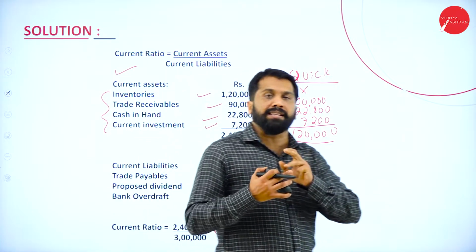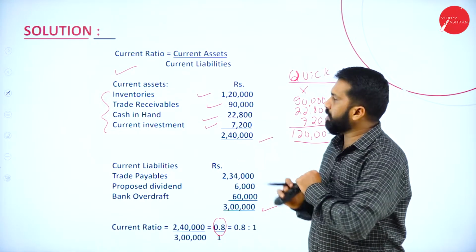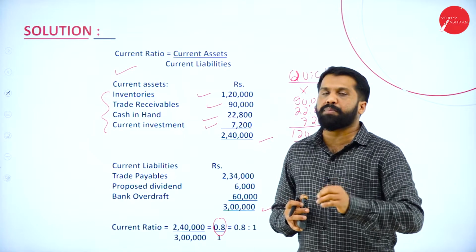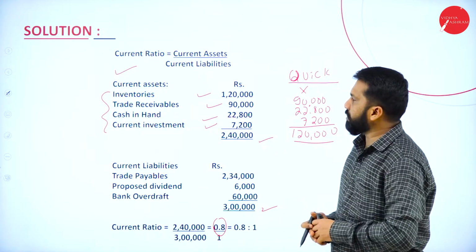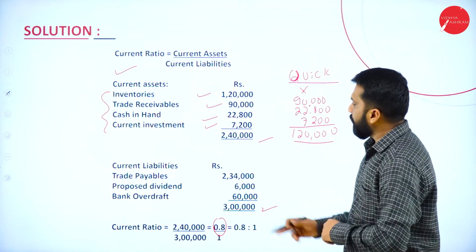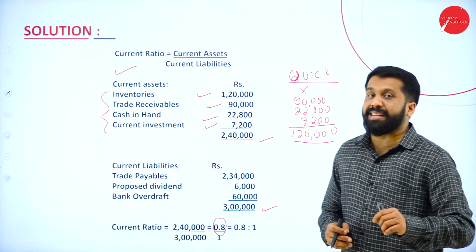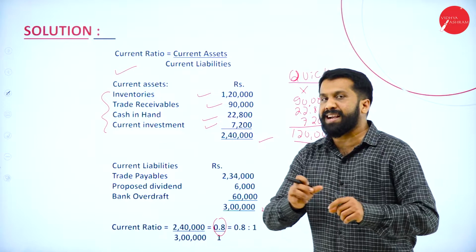One is stock, another one is prepaid or advances. Now, we have stock in this problem, but we don't have prepaid or advance paid. That's why we have considered only one, that is inventory. Now, current liability, is there any change? No, we will not make any changes. We'll write as it is.